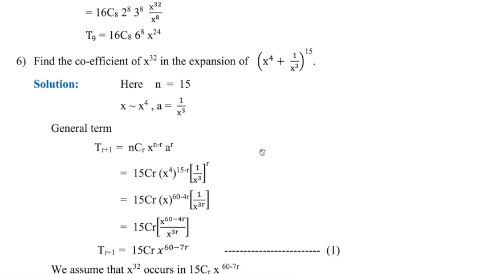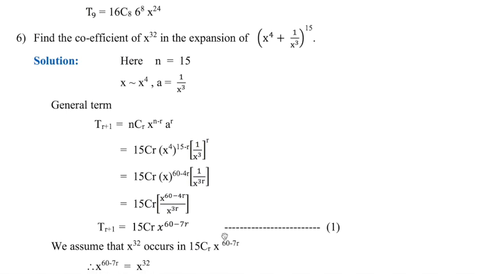Find the coefficient of x power 32 in the expansion of (x power 4 plus 1 by x cube) whole power 15. How to find? First find the general term. n here is how much? 15. So 15Cr, x power n minus r, x power 4 whole power 15 minus r, 1 by x cube whole power r. So x power 3r. So 15 into 4 is 60, 60 minus 4r minus 3r, that is 60 minus 7r.